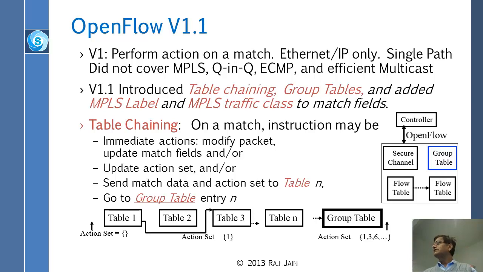So send the match data and the action set to table N. Here I should have said table I. It doesn't have to be the last table. Some other table. And so you continue like that. So this is table chaining that allows you to handle the same packets by many different aspects, which is what is there in the MPLS stacks.